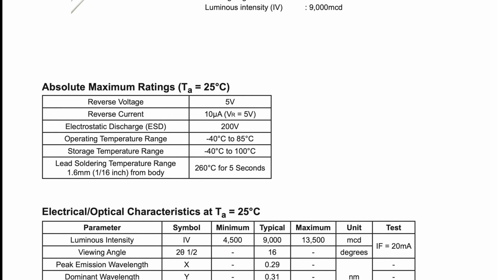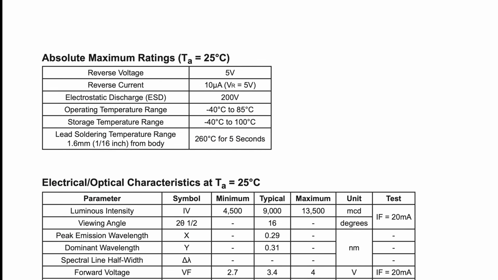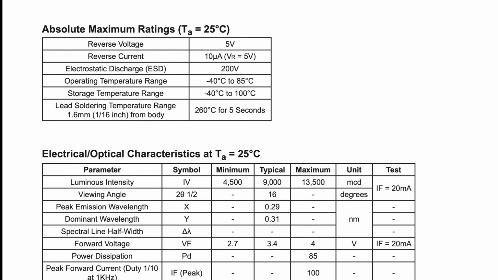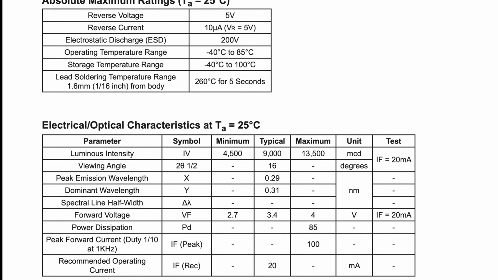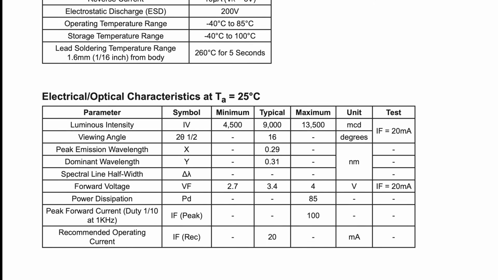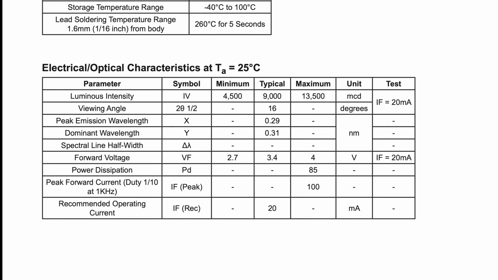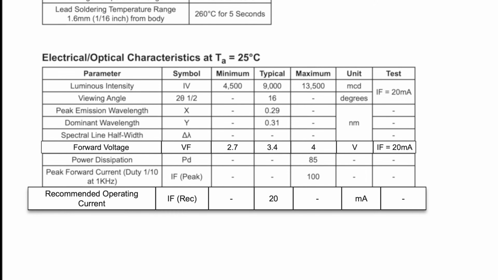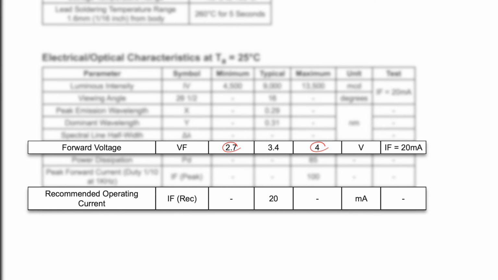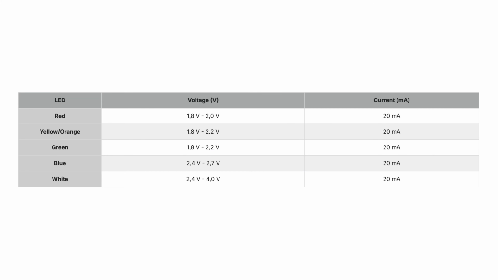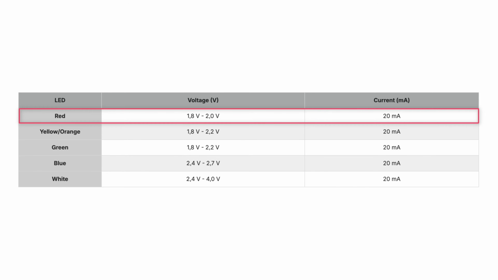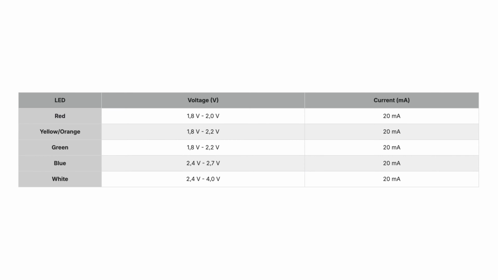Usually, when you buy LEDs, the supplier provides you a datasheet with all the technical specifications of the component. In the case of LEDs, there are 2 or 3 key pieces of information you should always keep in mind: the operating current and the minimum and maximum voltage. The LEDs I'm using right now have the following reference values. As you can see on this table, for a red LED, we should apply a voltage between 1.8 volts and 2 volts. Just keep in mind that these values may vary depending on your supplier.